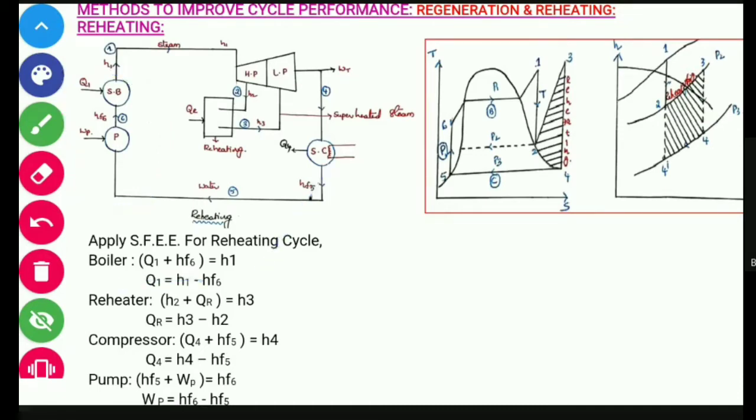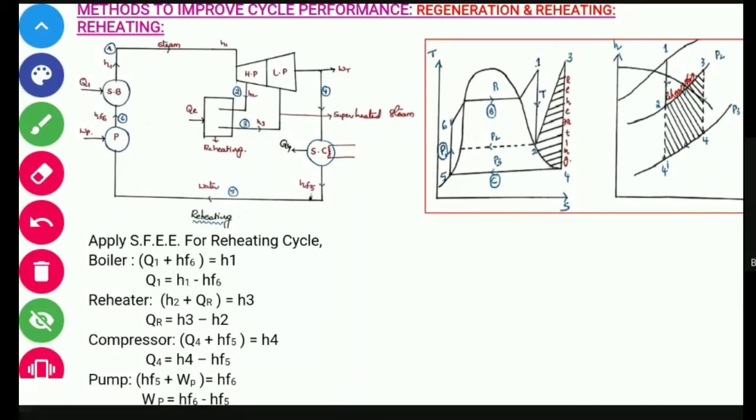From this I want only Q1, which is H1 minus HF6. All these are used to find the efficiency. I already told you in the Rankine cycle, to find the thermal efficiency, you need to find the net work done, Q1 and Q2, and turbine work and pump work. That's why we are using the steady flow energy equation here.